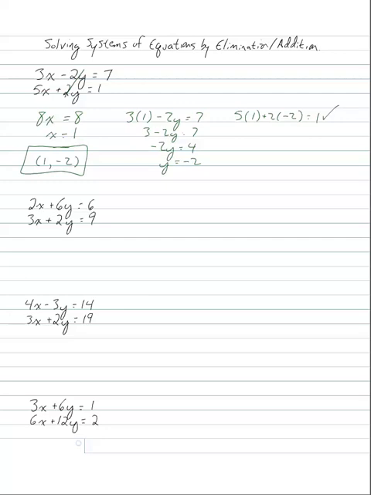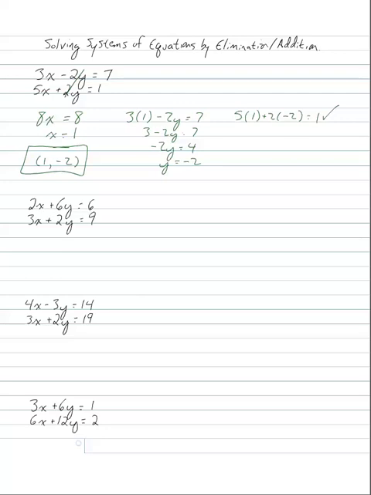Okay, so let's look at the second one. 2x plus 6y equals 6, and 3x plus 2y equals 9. So if I start this off, if I add them right away, nothing's going to cancel. I'd have 5x plus 8y equals 15, which doesn't help me. It just gives me more equations with x's and y's. So I'm going to go back to my previous example.